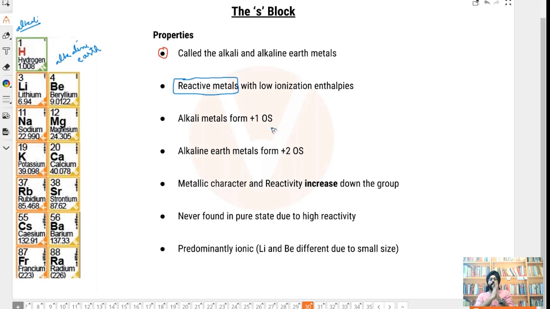All right. Now they have low ionization enthalpies. People, for the next class, try to find out what an ionization enthalpy means.